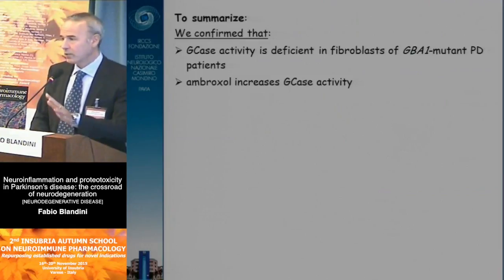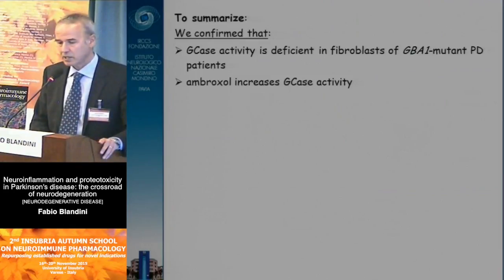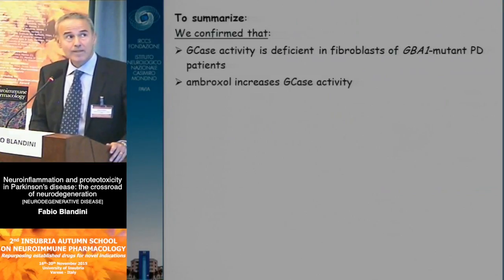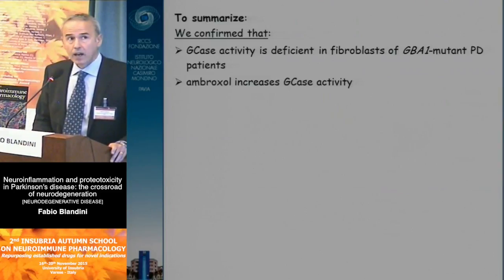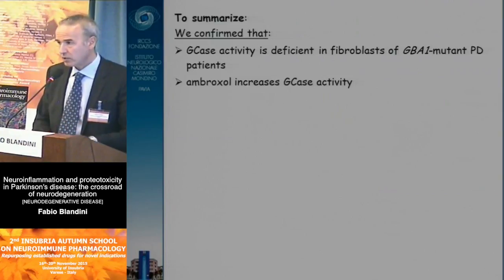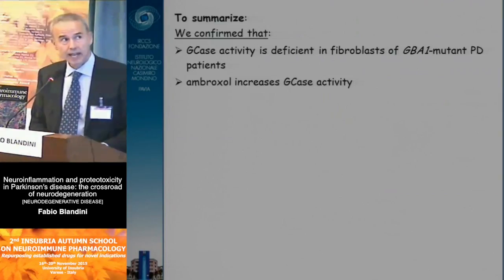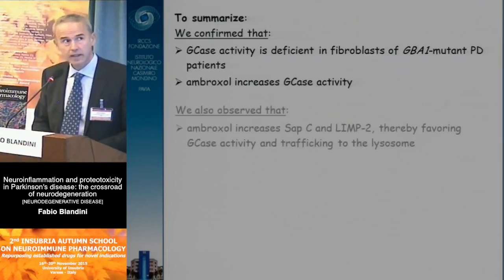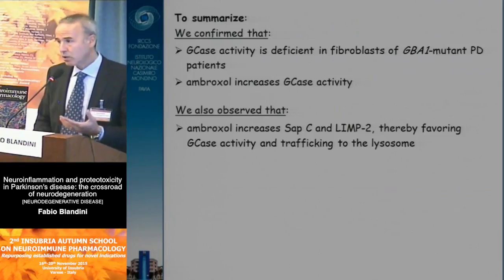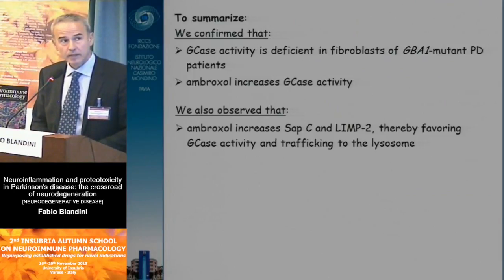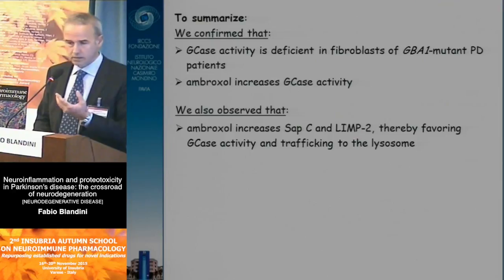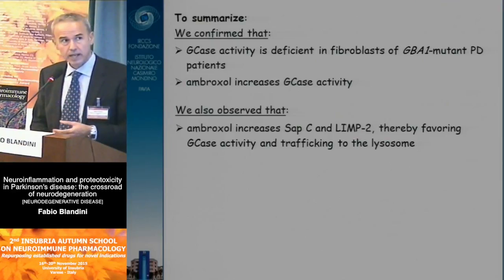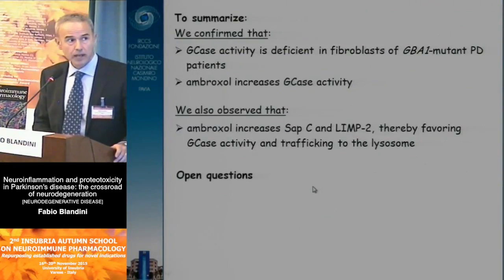So, to summarize this last part of the presentation, in particular this data, we confirmed that the activity of this enzyme, glucocerebrosidase, is deficient in the fibroblasts of Parkinsonian patients carrying a heterozygous mutation in the GBA1 gene, and that Ambroxol can actually increase the activity of this enzyme. We also observed that Ambroxol increases levels of Saposin C and LIMP2, two basic cofactor molecules that favor the activity of GCase and the trafficking of GCase to the lysosome.